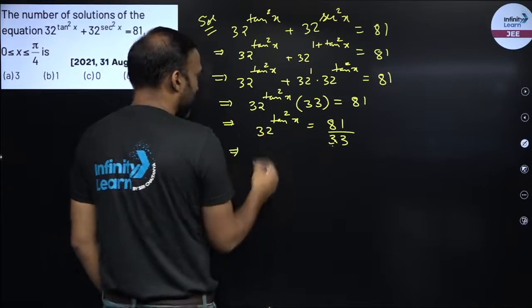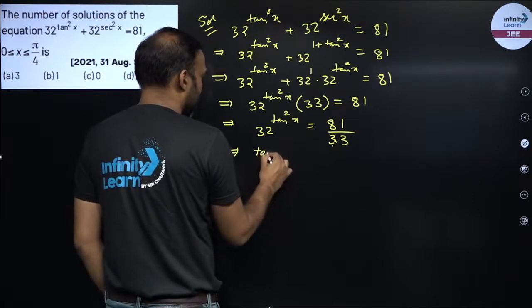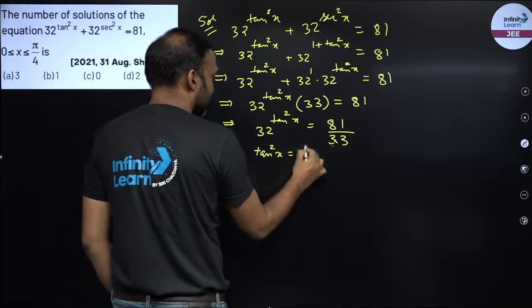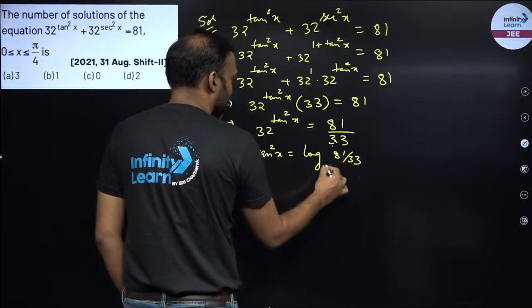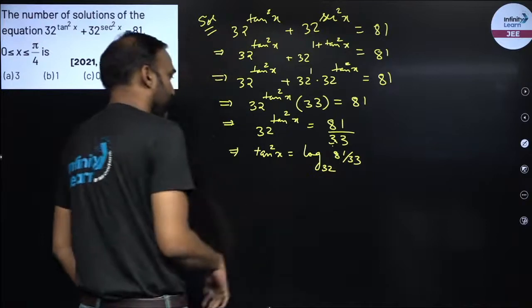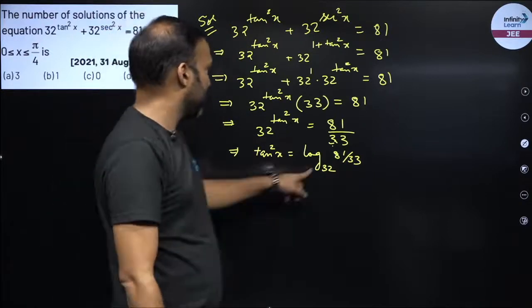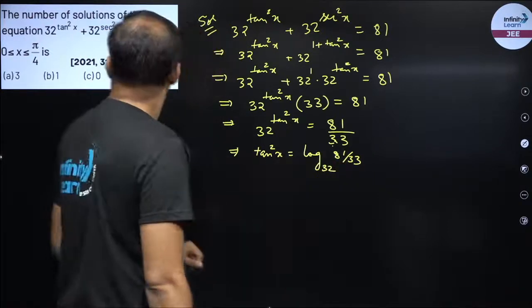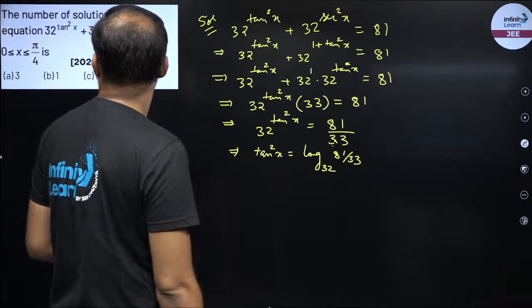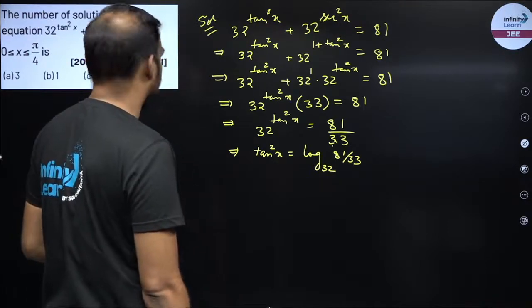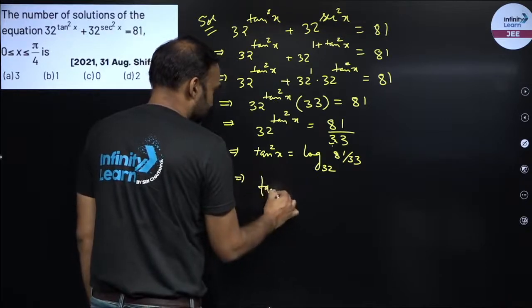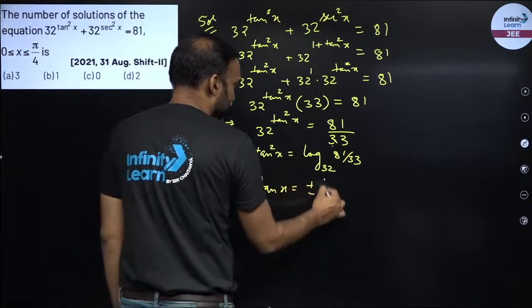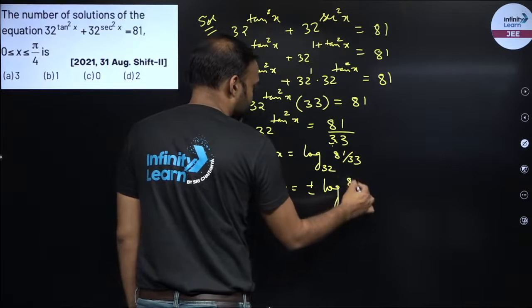So now I can take the log. If I take the log, I'll get tan square x is equal to log of 81 upon 33 to the base 32. So 32, this is positive. So now I have to find out the number of solutions, x belongs to 0 to pi by 4. So from here I can say tan x will be equal to plus minus the square root of the log of this value.